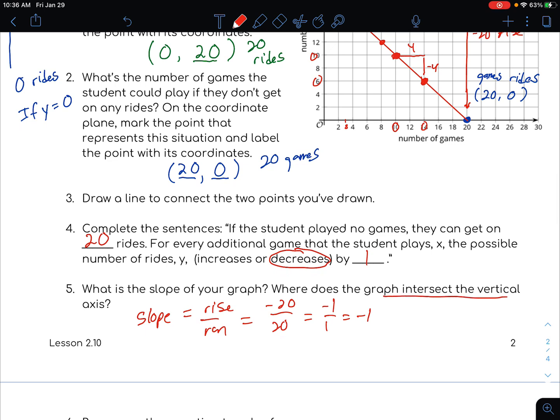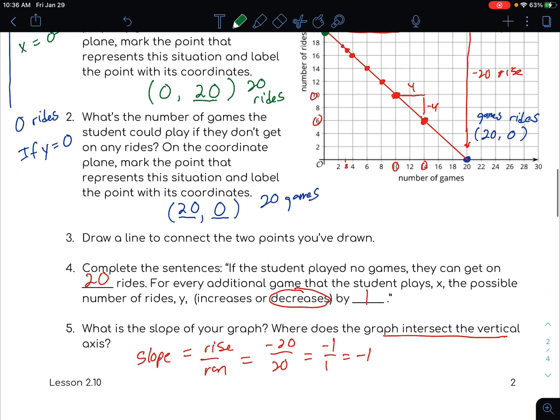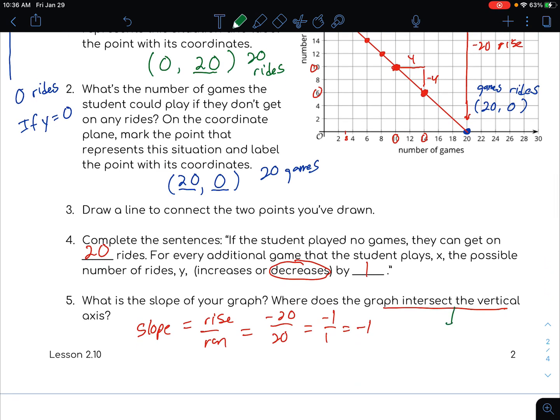The other question is, where does the graph intersect the vertical axis? Remember, the vertical axis is the y-axis. Vertical means up and down. So the y-intercept really is what this is asking for. And the y-intercept is 20. In other words, the point (0, 20).